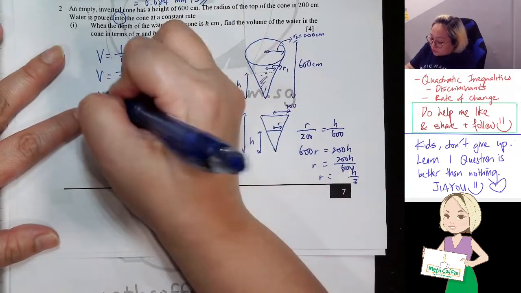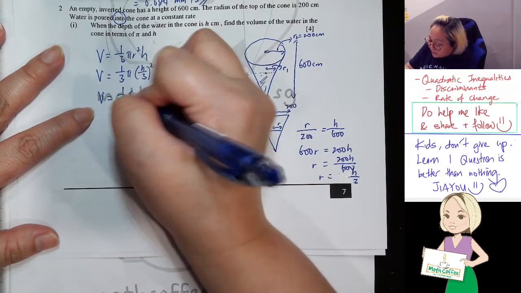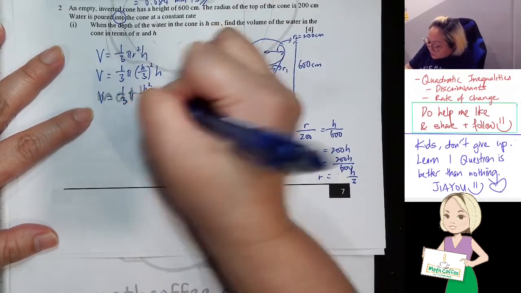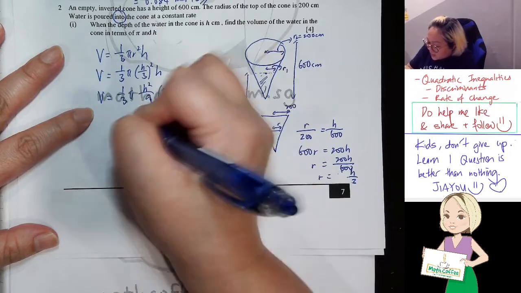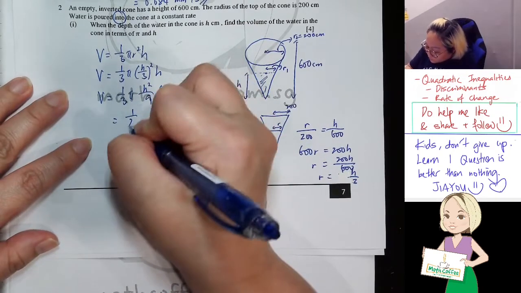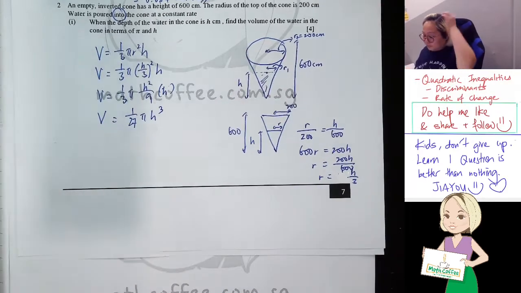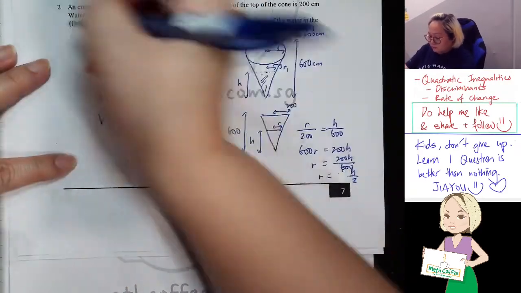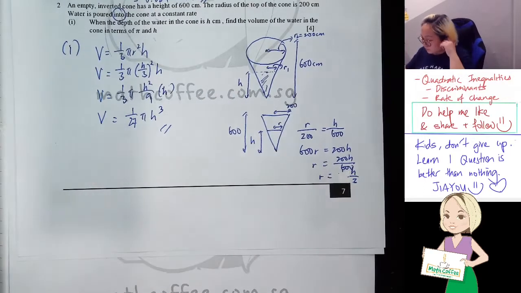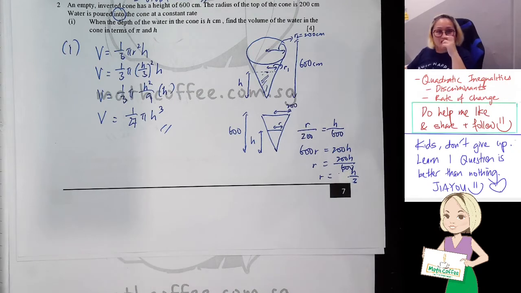So let's continue to change this. So it will be 1/3 pi h squared over 9 and h. And we write as 1 over 27 pi h cubed. So this is for part 1. Volume is the hard one. Then you have to learn about the volume of the cone and everything. That's a Sec 2 AMath topic.